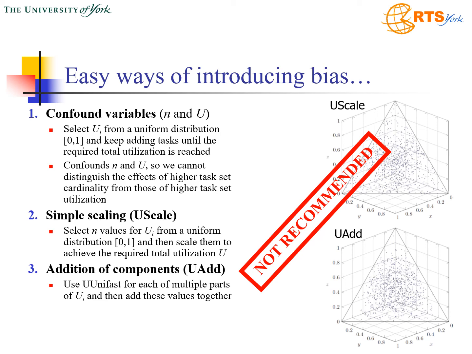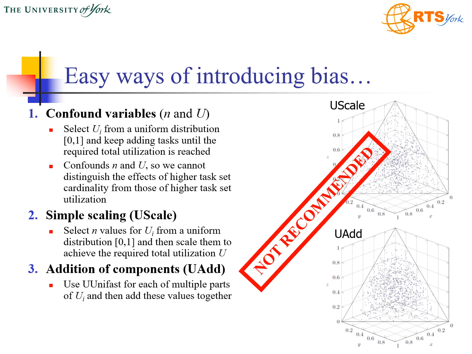Unfortunately, there are a number of simple ways of generating task utilization vectors that introduce bias. The first is to select individual task utilization values from a uniform distribution between 0 and 1, and simply keep adding tasks until the required total utilization is reached. Unfortunately, this confounds task set cardinality and task set total utilization, so we cannot distinguish the effects of one from the other when performing schedulability analysis experiments.